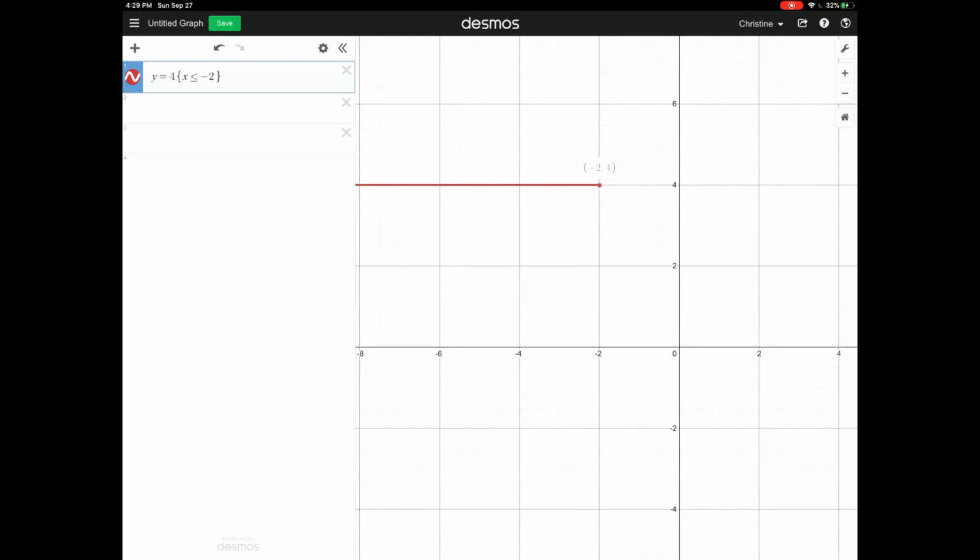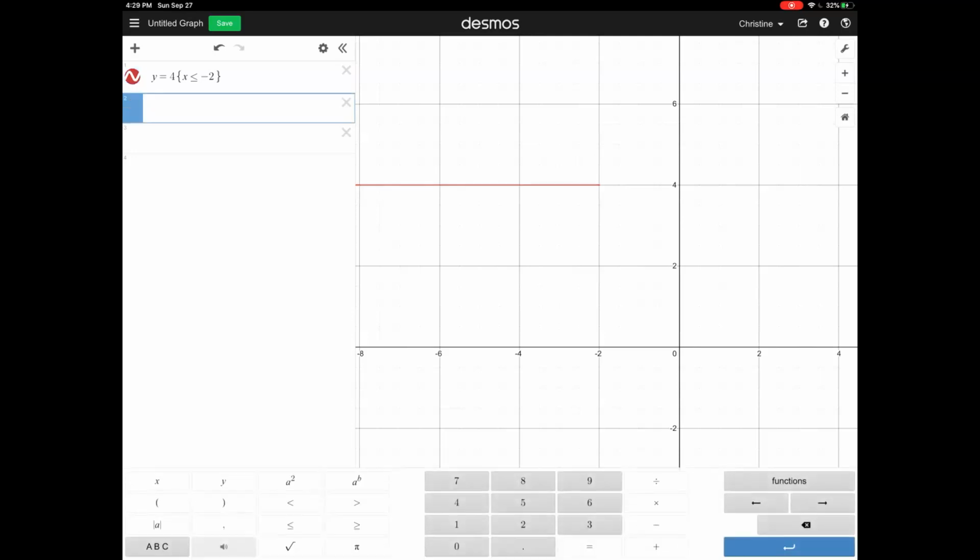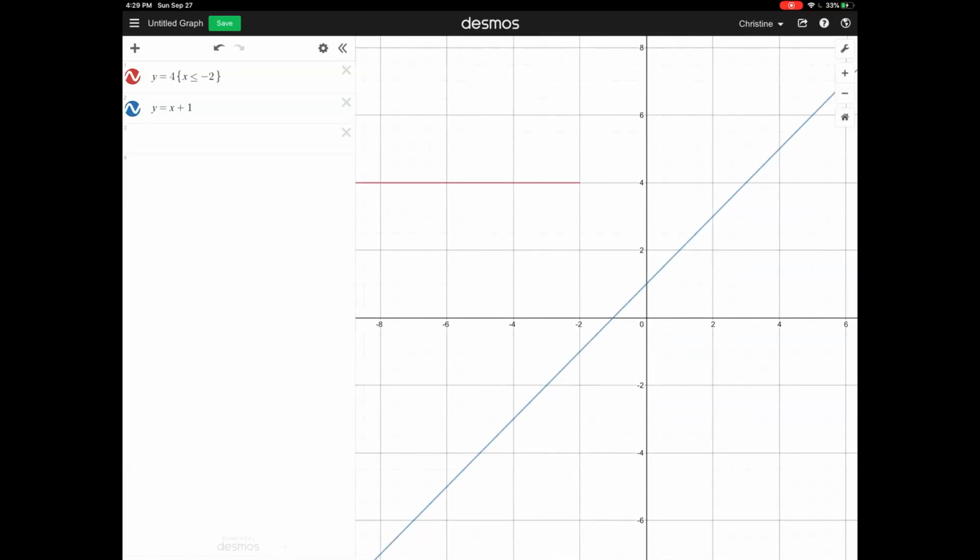And you can see that when I scrolled all the way across that negative 2, x was actually equal to negative 2. You can see that when x is negative 2, y is 4. All right, second piece was y equals x plus 1. So we're going to do y equals x plus 1. And there we have that. And again, you can see the whole section, that whole line. And that's not a function because it fails the vertical line test.